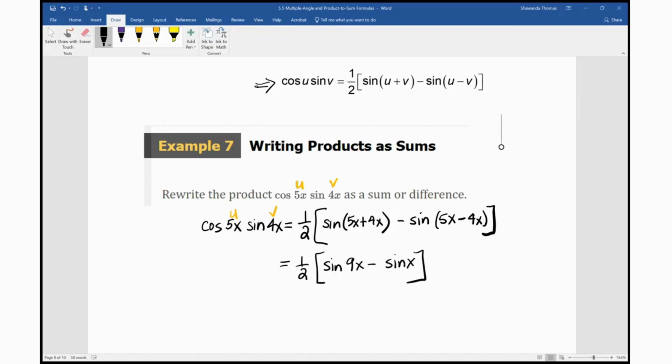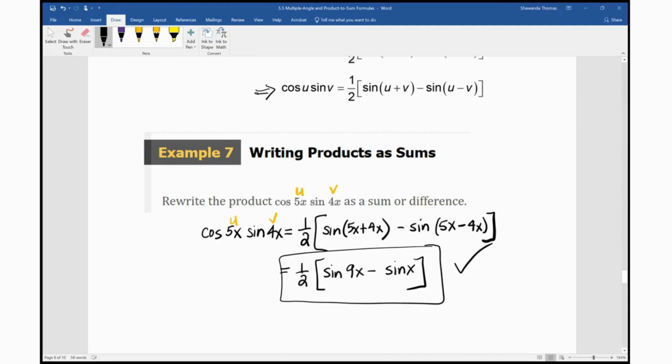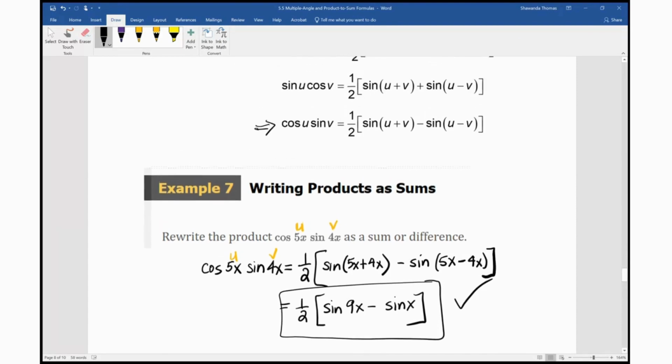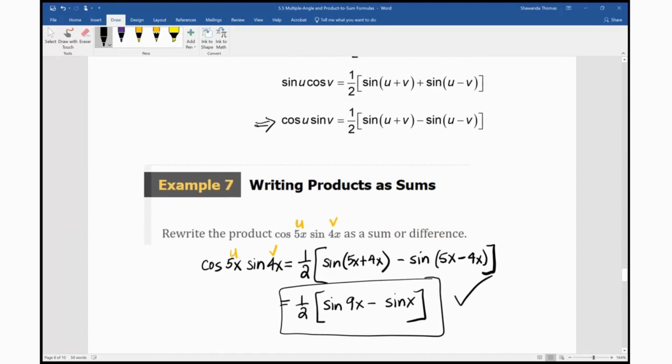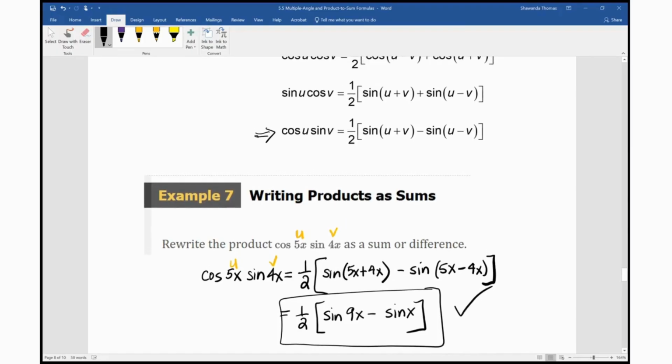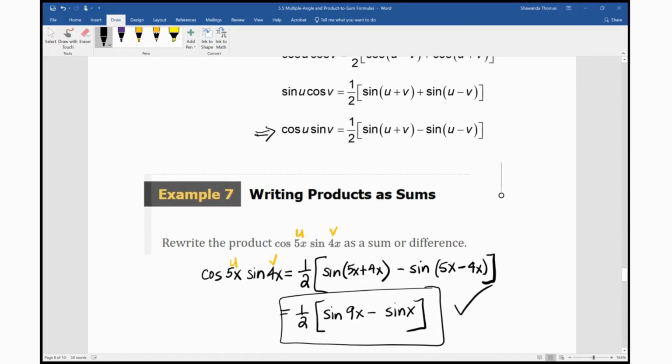Done with this problem. That's all they wanted. Just using the formula. We're just plugging things in at this point. Write it as a sum or difference. To figure that out, we had to figure out which formula to use, and we used the last one, sine u plus v minus sine u minus v. Okay.